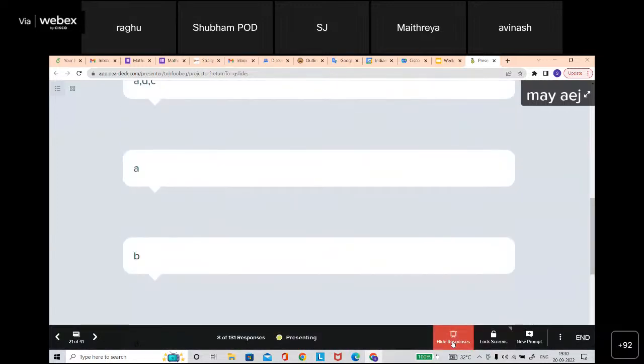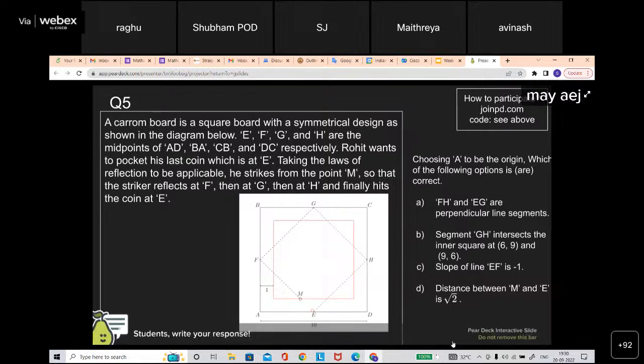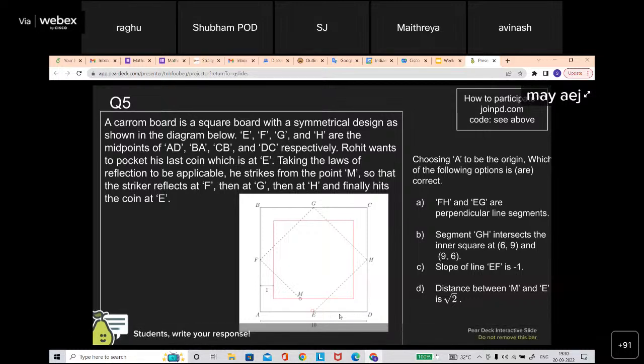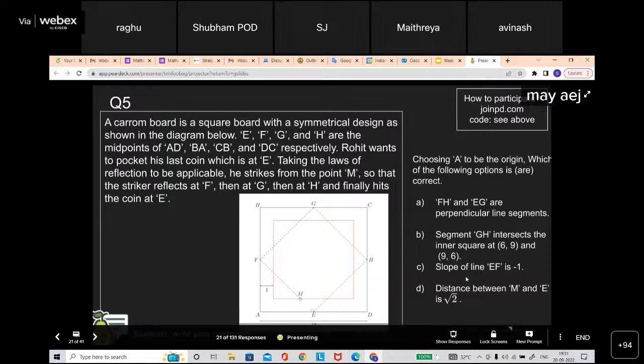Okay, let me show the question. So this is an MSQ kind of thing. Multiple answers can be correct for this question.